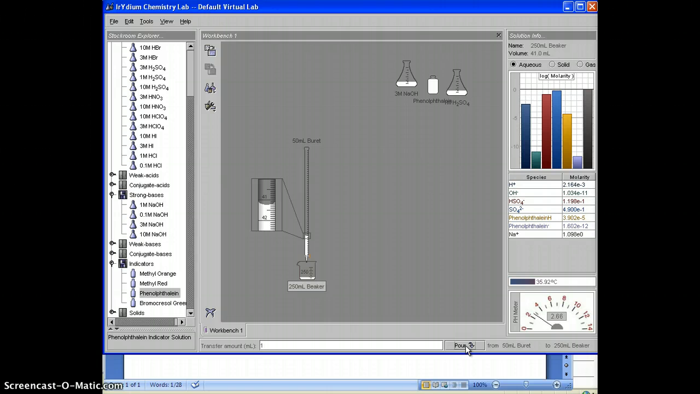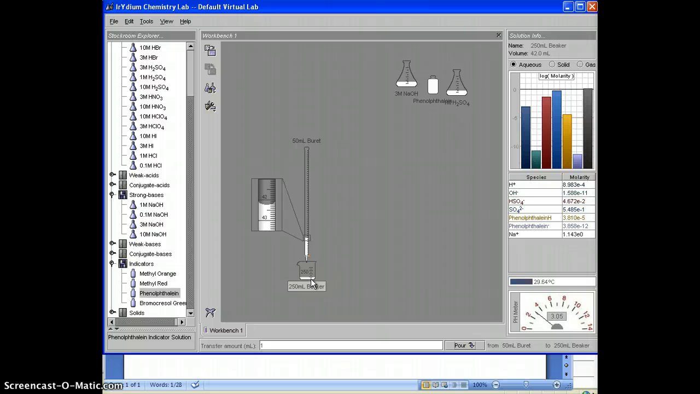Now I need to be very careful. Okay, I'm going to pour in the 16th ml. I just did that. You see it's gone to 42. But you can see that the phenolphthalein is still colorless. Now note what happens when I put in the 17th ml.